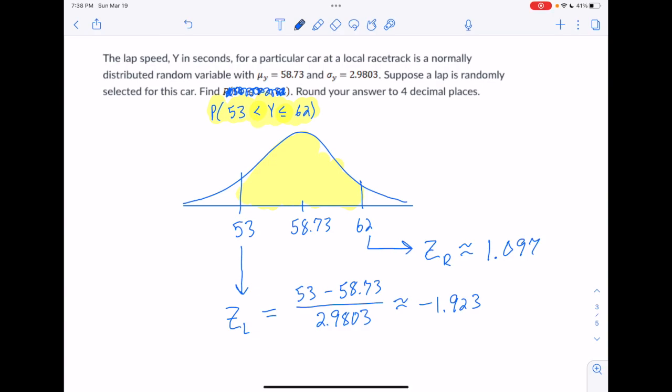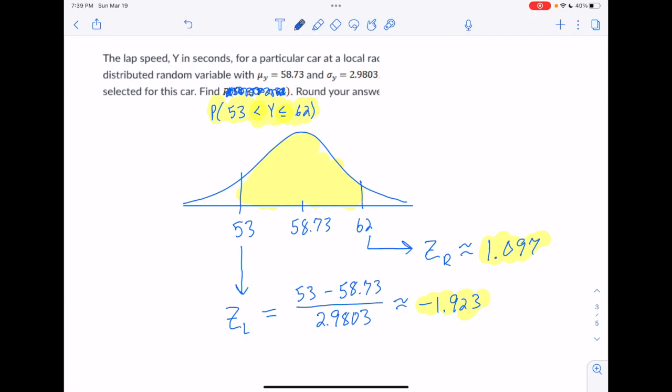Couple quick notes about the z-scores. 53 was to the left of the mean, I got a negative z-score. That makes sense. 62 is to the right of the mean, I got a positive z-score. That makes sense. 53 is further away from 58 than 62 is, and the size of the number here, 1.9, is bigger than the size of the number there, 1.097. I'm always thinking about, do the things I'm calculating match my picture? And if they don't, it can help me catch typos and missing parentheses, stuff like that.